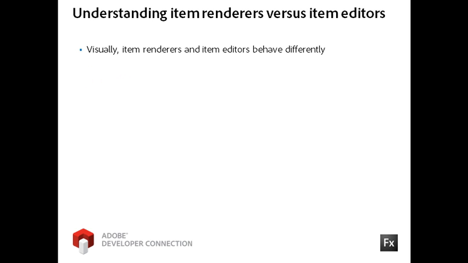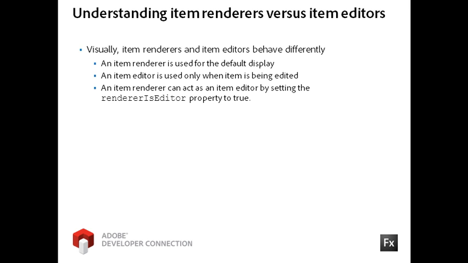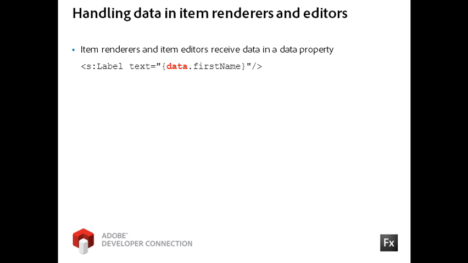Visually, item renderers and item editors behave differently. An item renderer is used as the default display, while an item editor is only used when an item is being edited. You can set the item renderer to act as an item editor by setting the renderer is editor property to true. The data that is stored in the data provider property of the data grid control for each record is available to an item renderer or editor in the data property.